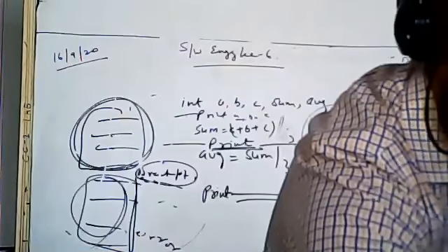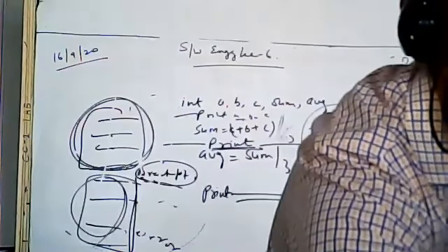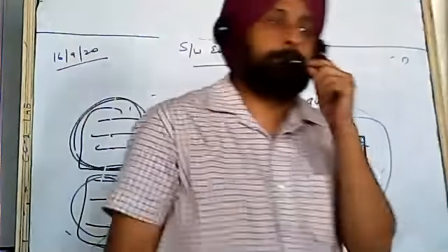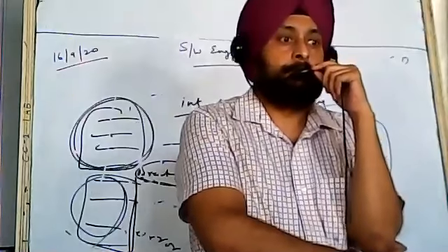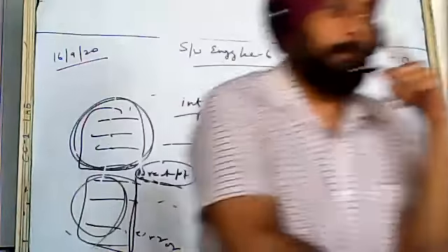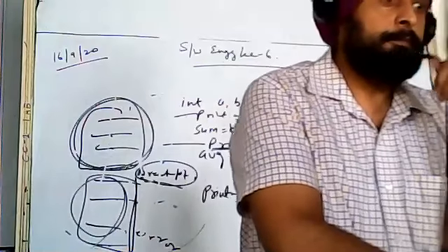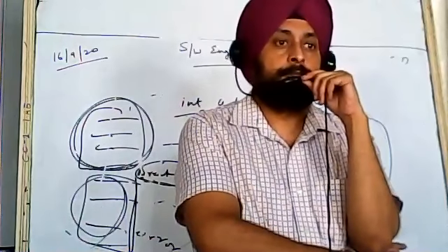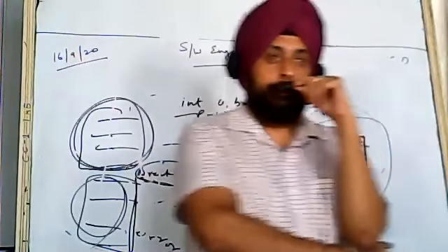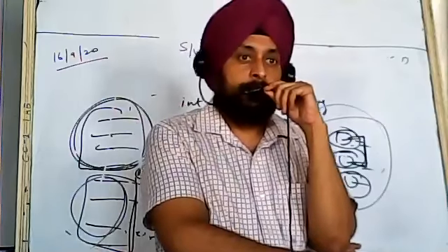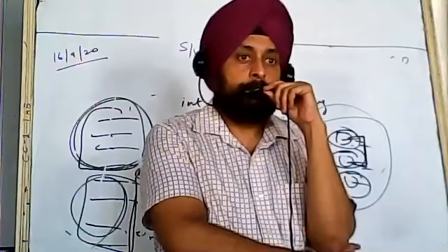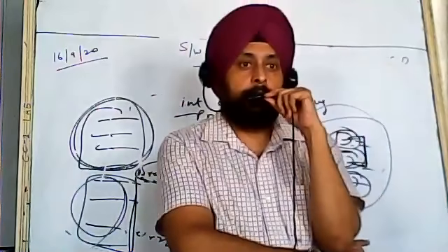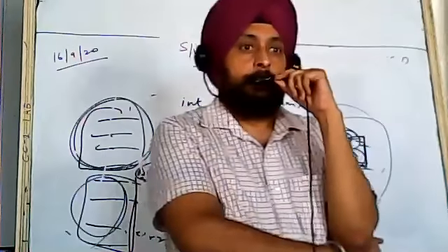Now go for poll number 3. Poll number 3. Is it coming? So again, two questions are there. Start now. Start polling. 10 students have polled.